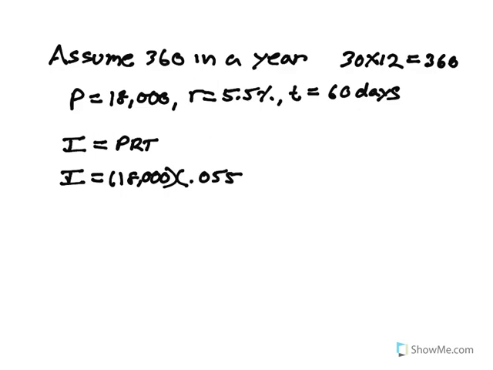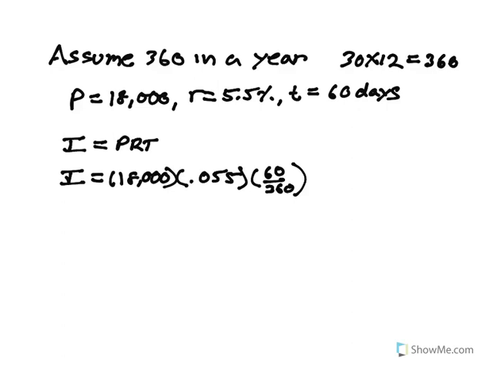Okay? And of course the time, when we calculate the time, it's going to be 60 over 360 days. Not years, okay? We're using that format. So if it's 180 days, you do 180 over 360, okay? So keep that in mind. And just multiply all this together.